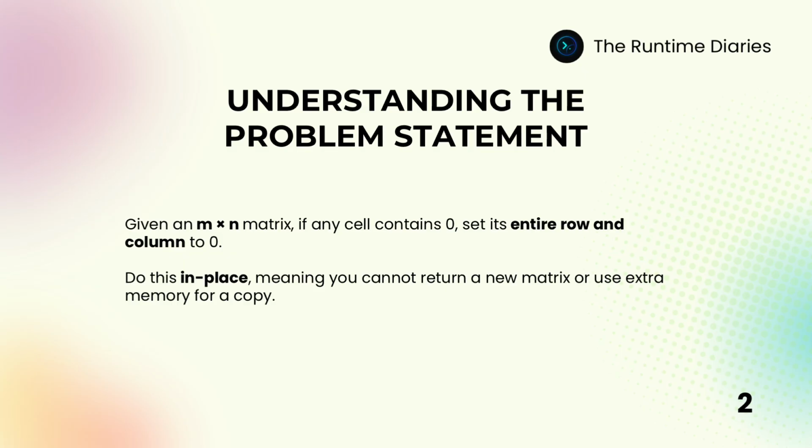Here's the challenge. You are given an M by N matrix. If any cell contains a 0, you must set that cell's entire row and entire column to 0. You must modify the matrix in place, and the optimal solution uses constant extra space. That means no extra arrays proportional to the size of the matrix. On the surface, this feels straightforward, but once you start modifying the matrix, you will notice that the zeros begin to spread in ways you do not intend. So, the real challenge is preventing your own updates from corrupting the final answer.